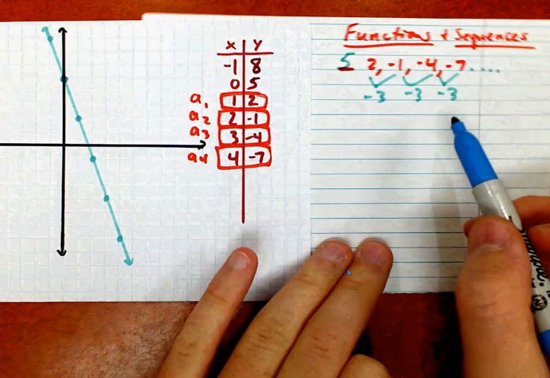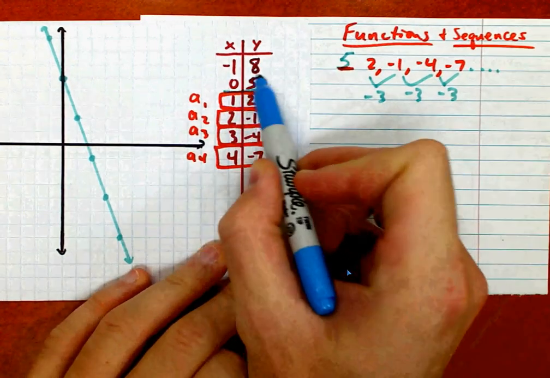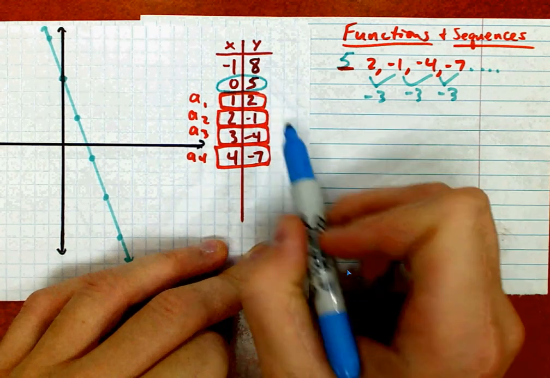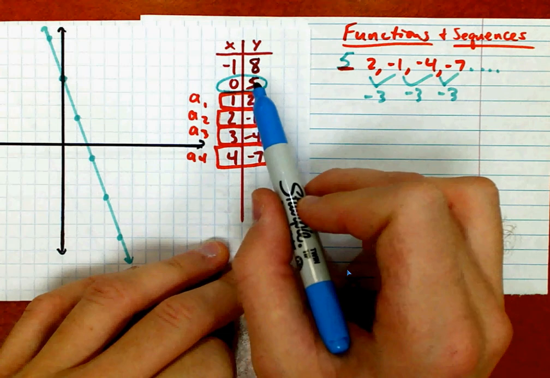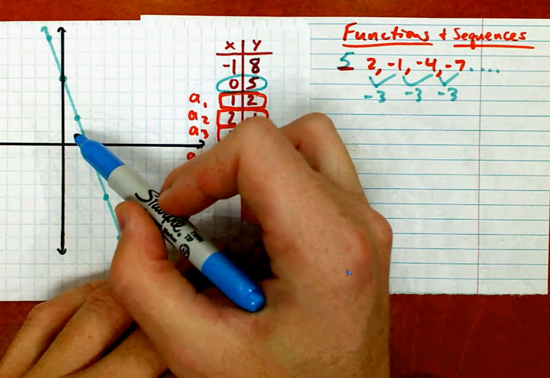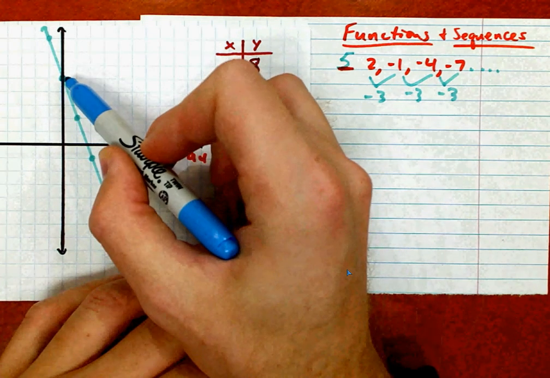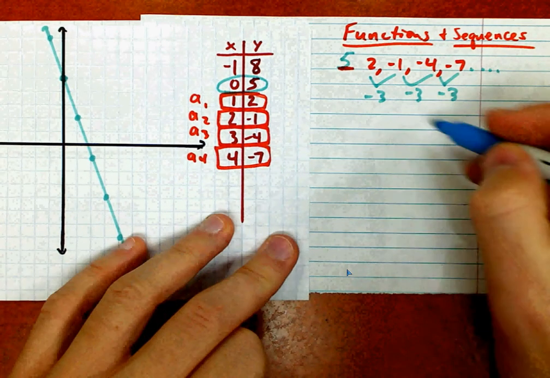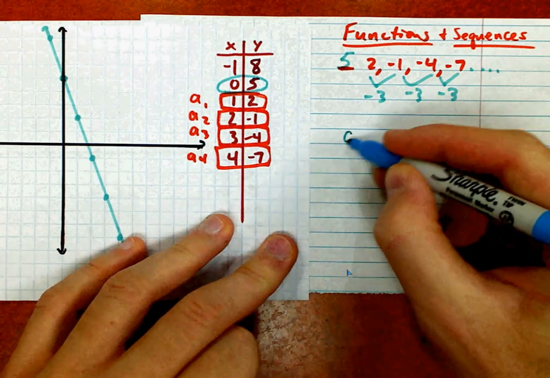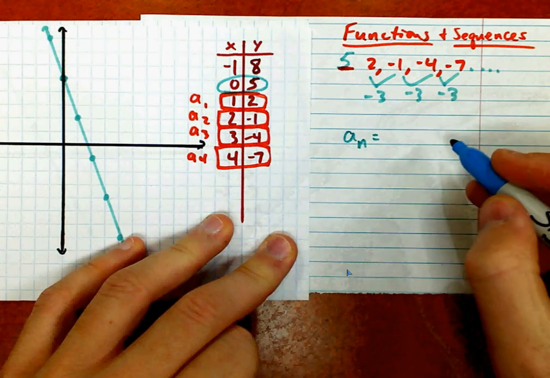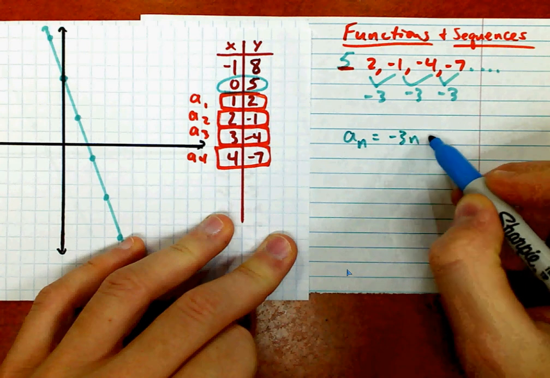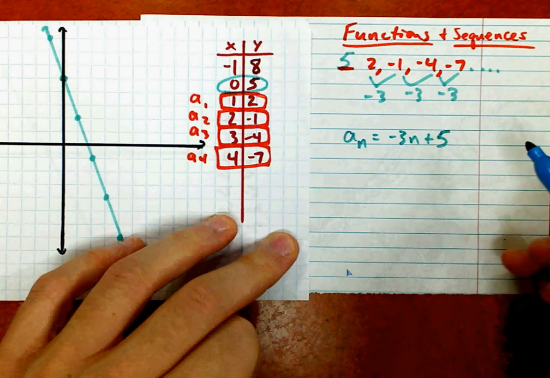Oh hey, would you look at that? It's right there too. The 0th term is 5. We can tell that from the relation, as it's already been graphed over here, that the 0th term is indeed 5. So now, if I think of this as a sequence, I could write it as a sub n is equal to -3n plus 5.